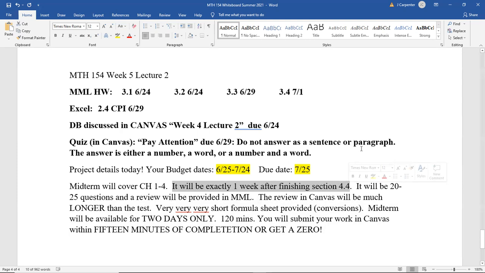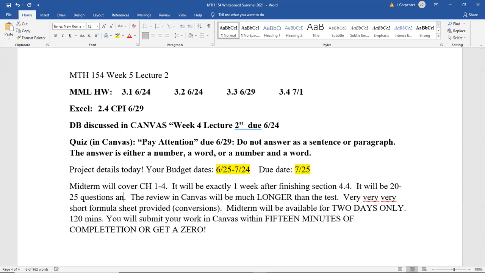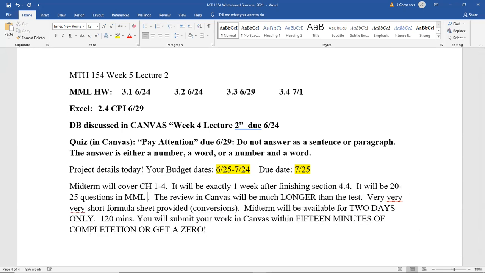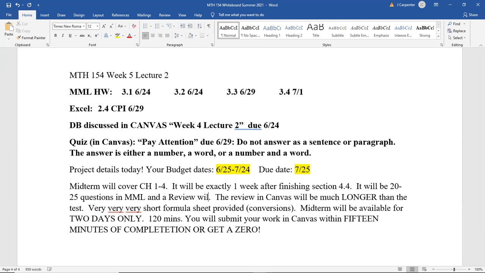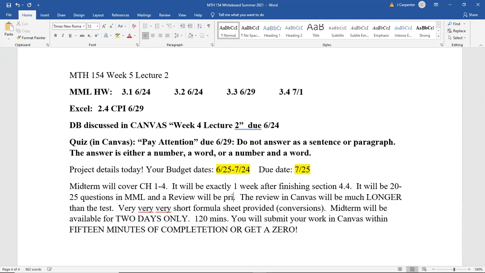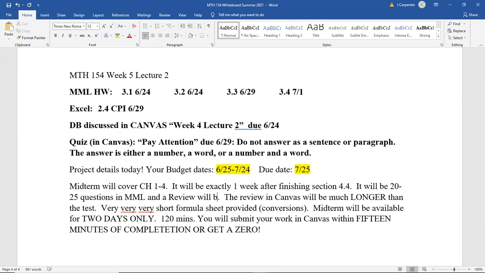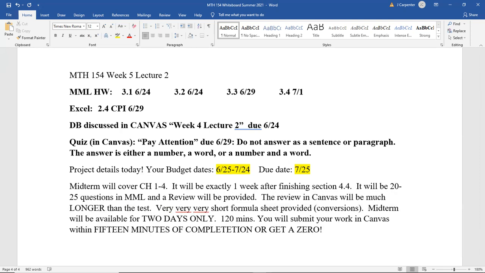So what's the midterm going to look like? It's going to be 20 to 25 questions, and it will be inside of my math lab. And I actually have this part wrong. I say a review will be provided in my math lab. That's not true. So the test, the midterm, is in my math lab, and a review will be provided. And you can see the next thing I say is the review will be in Canvas.